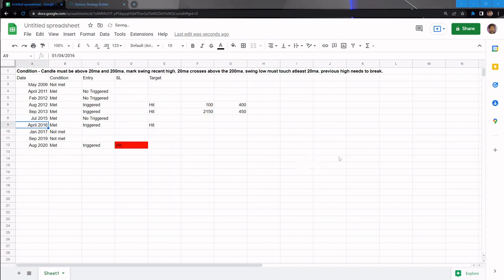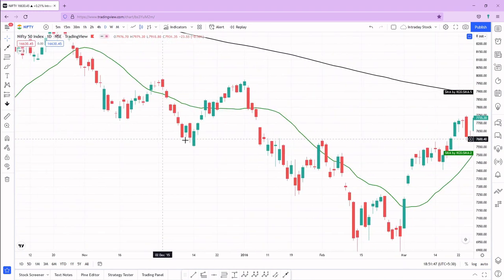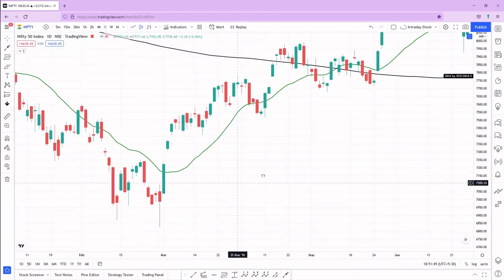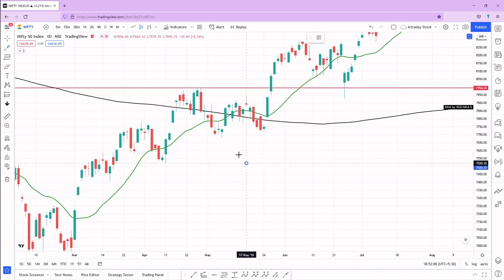April 2016. Here is the entry point, and here is your stop loss. The entry point is 8,000 and the stop loss is 7,600, so 400 points. Actually 350 points, but let me keep it as 400 points.